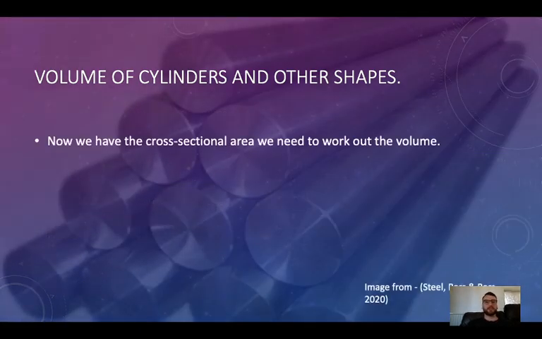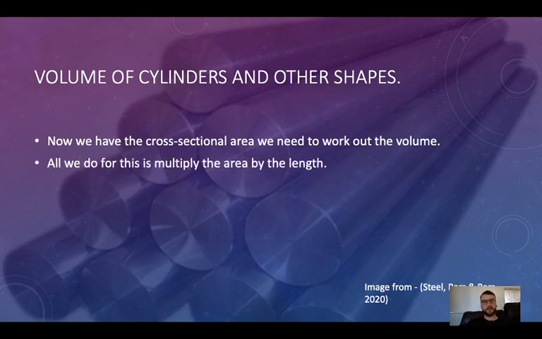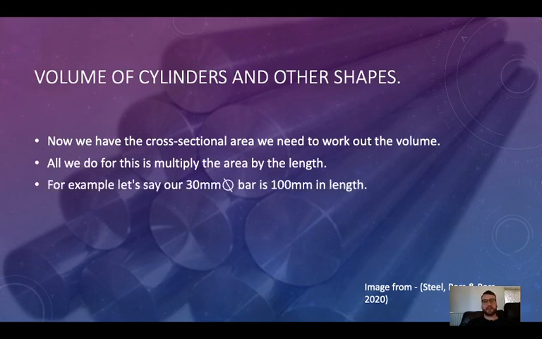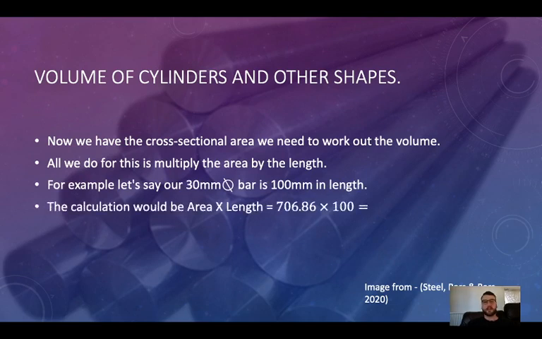So continuing on from this, now we've got the cross-sectional area, we need to work out the volume. To do this, we simply multiply that area by the length. So if it's a 30mm bar, give it a length of 100mm. The calculation is going to be the area times the length, so 706.86 times 100 gives us 70,686, which is in millimeters cubed. If we work that out in centimeters to make it easier to handle, it's 70.69 centimeters cubed. That's been rounded up.